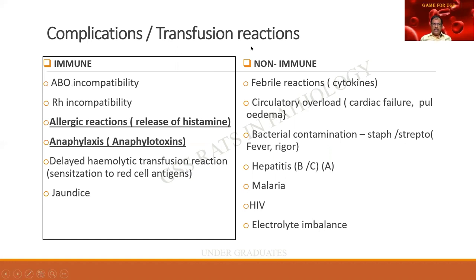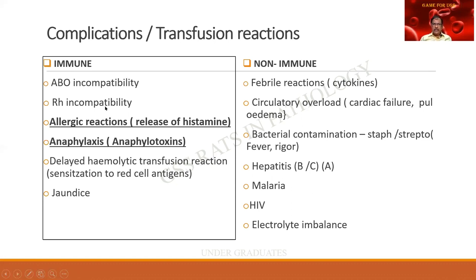So the complications can be divided into immune complications and non-immune complications. Also, they can be divided into, look at these, I've given it a bold shade because they are immediate, immediate complications and delayed complications. So immunological, non-immunological, immediate and delayed.